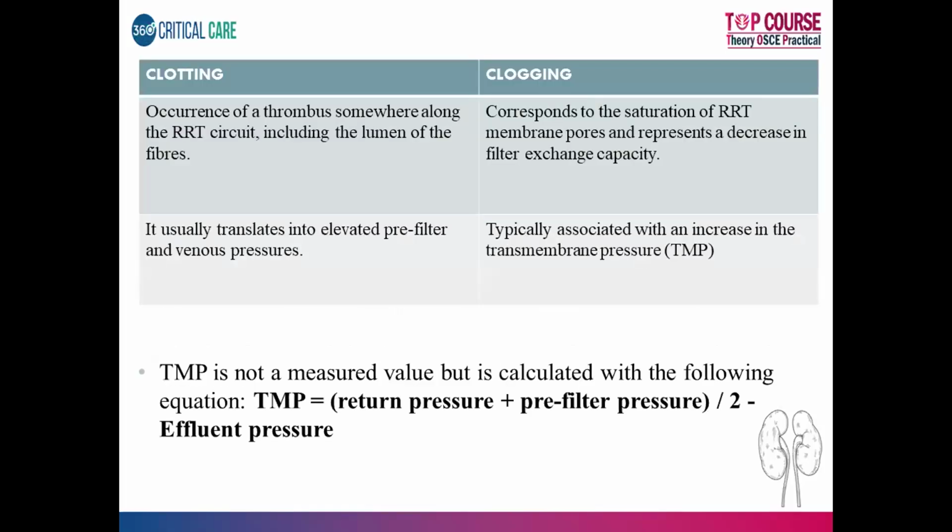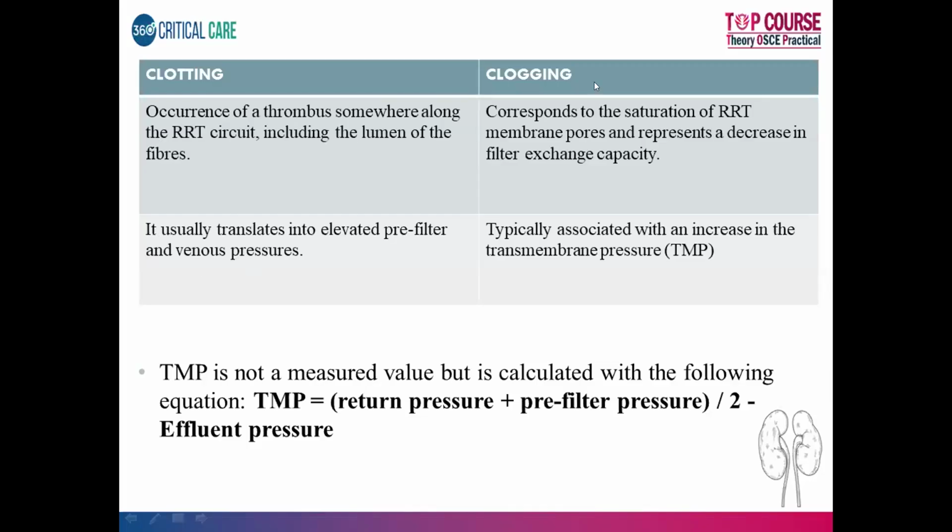Now, there are 2 words, just for your knowledge. What is clotting and what is clogging in CRRT? Clotting is the occurrence of a thrombus somewhere along the RRT circuit, including the lumen of the fibers. When clotting of the circuit or the filter happens, there will be elevated pre-filter and venous pressures. So you will get the alarms, and then you should think that there is some clotting happening in the circuit.